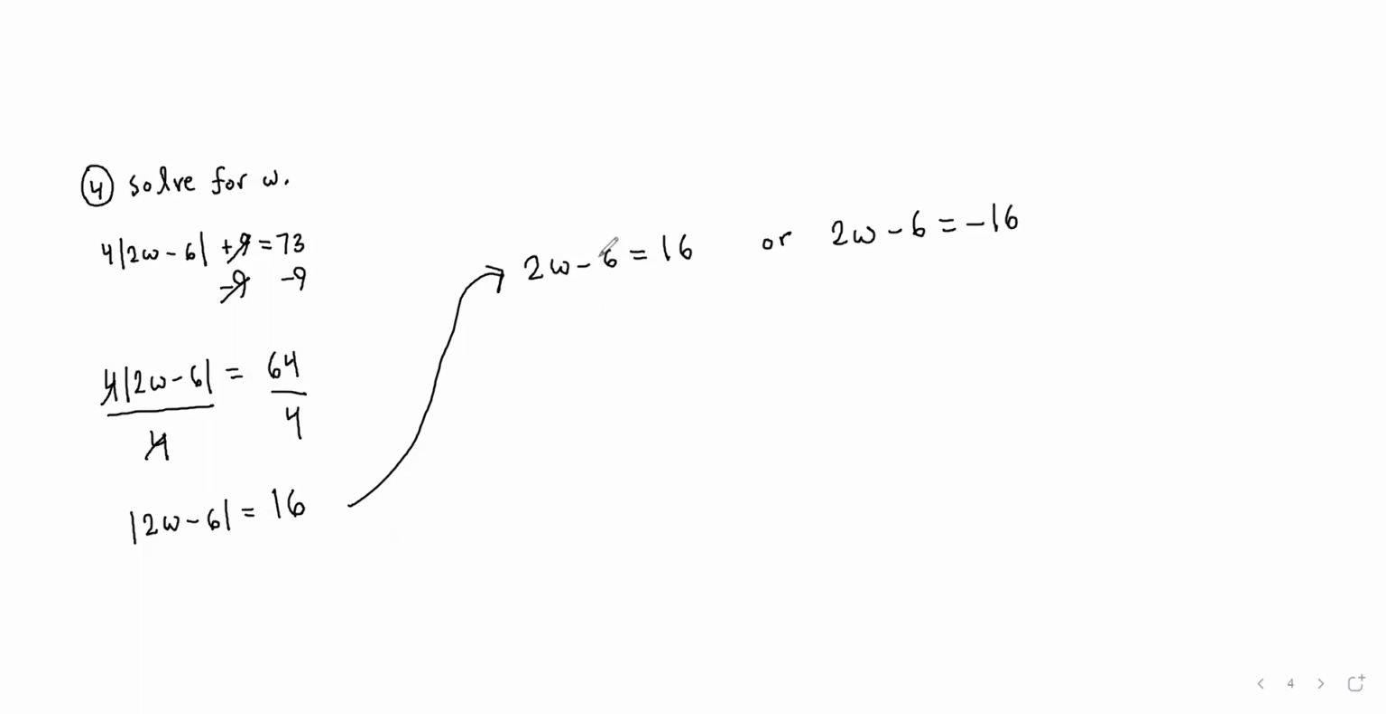So let's solve the first equation on the left. We want to add a 6. The minus and positive 6 cancel to a 0. And so we have 2w is equal to, and 16 plus 6 is 22. And now to solve for w, we divide by 2 on the left and the right. The 2w over 2 is just w. And 22 over 2 is equal to 11. So our first solution is w equals 11.